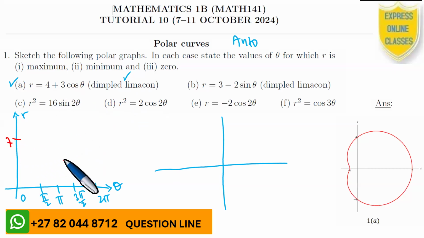Whenever theta is pi over 2, cosine pi over 2 is 0. And this is going to give us what? It's going to give us only 4. It's going down.